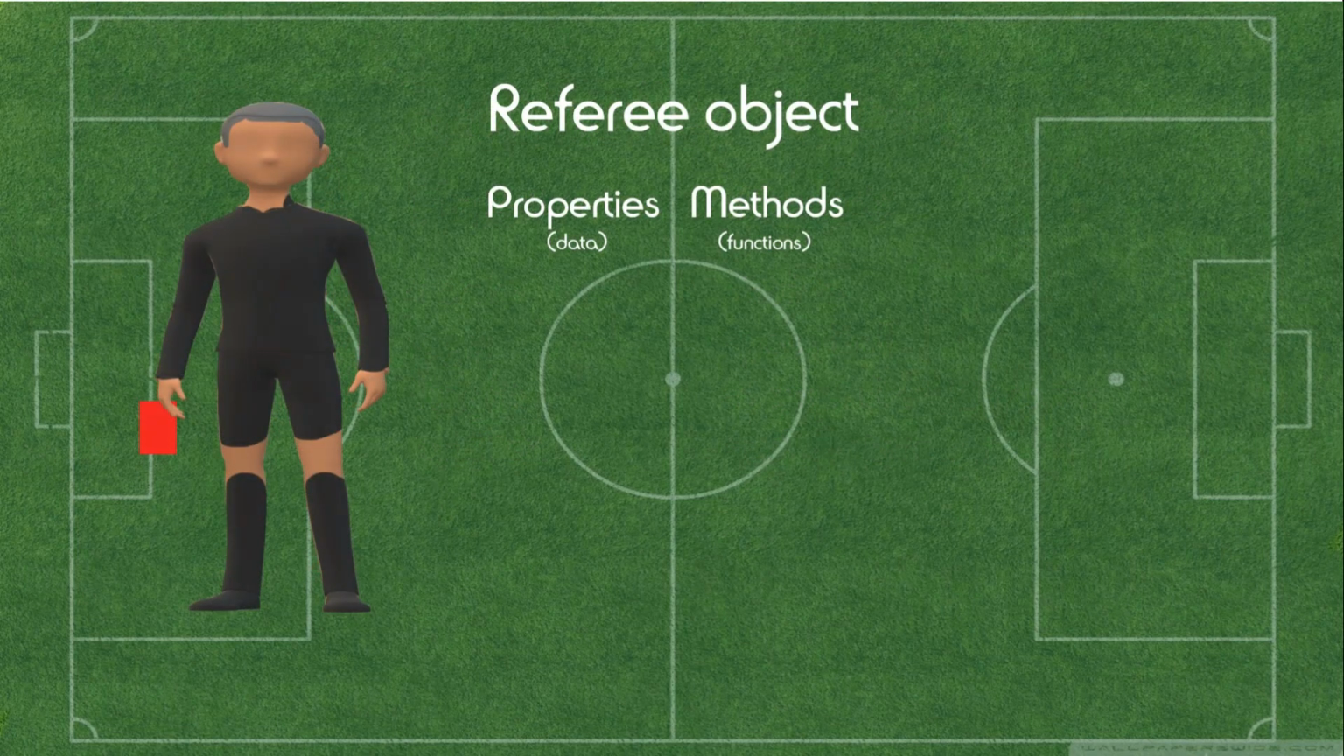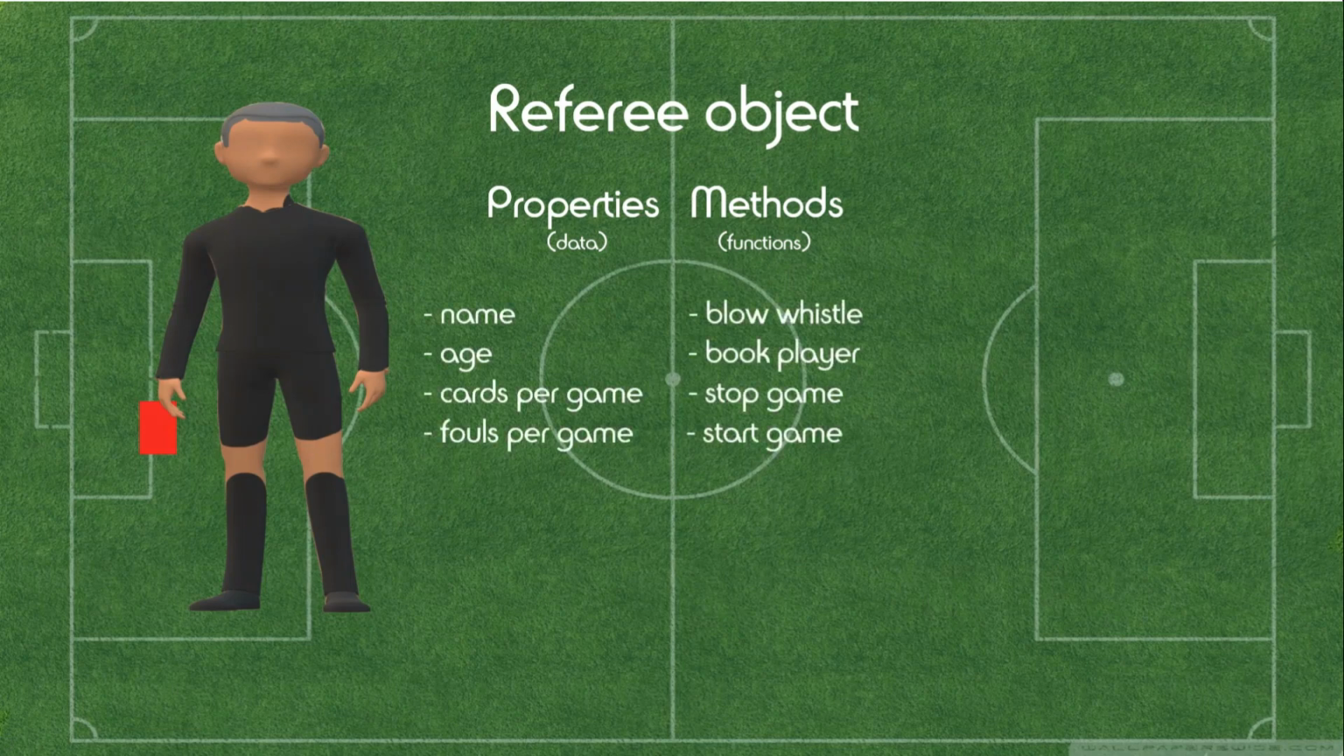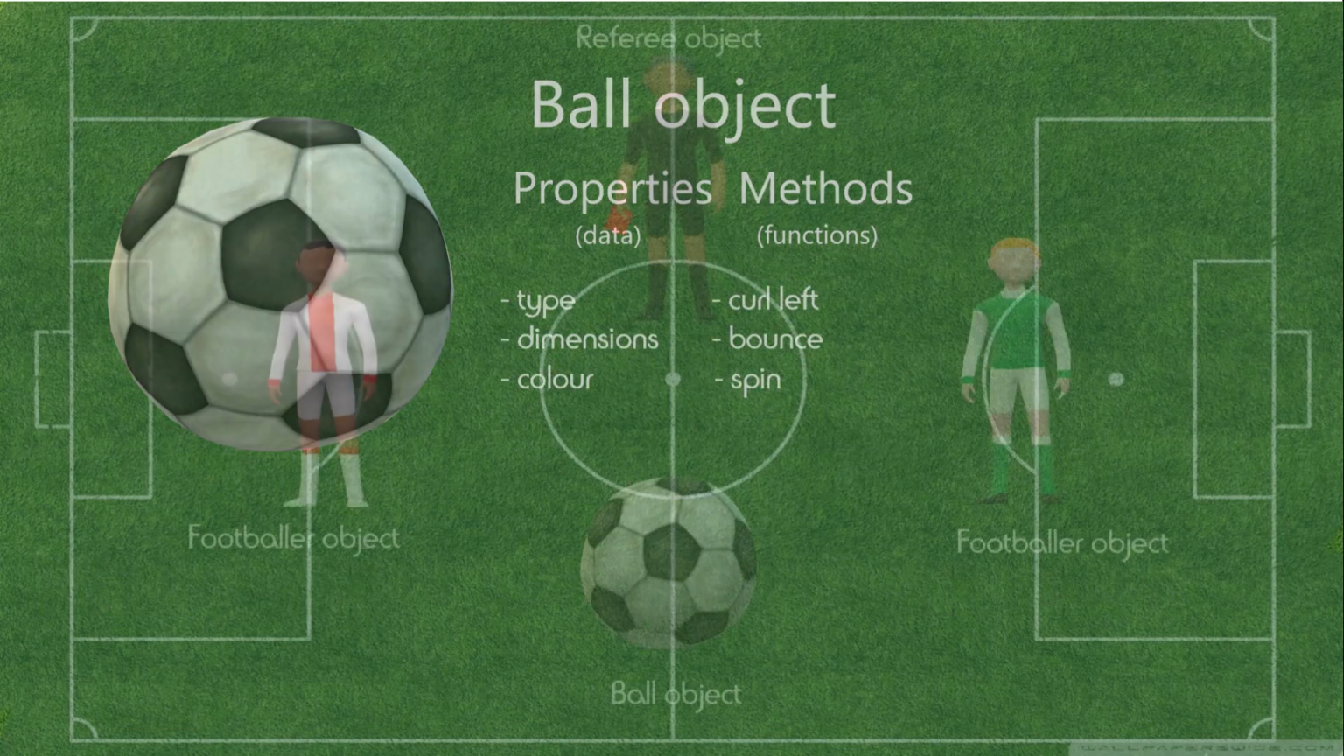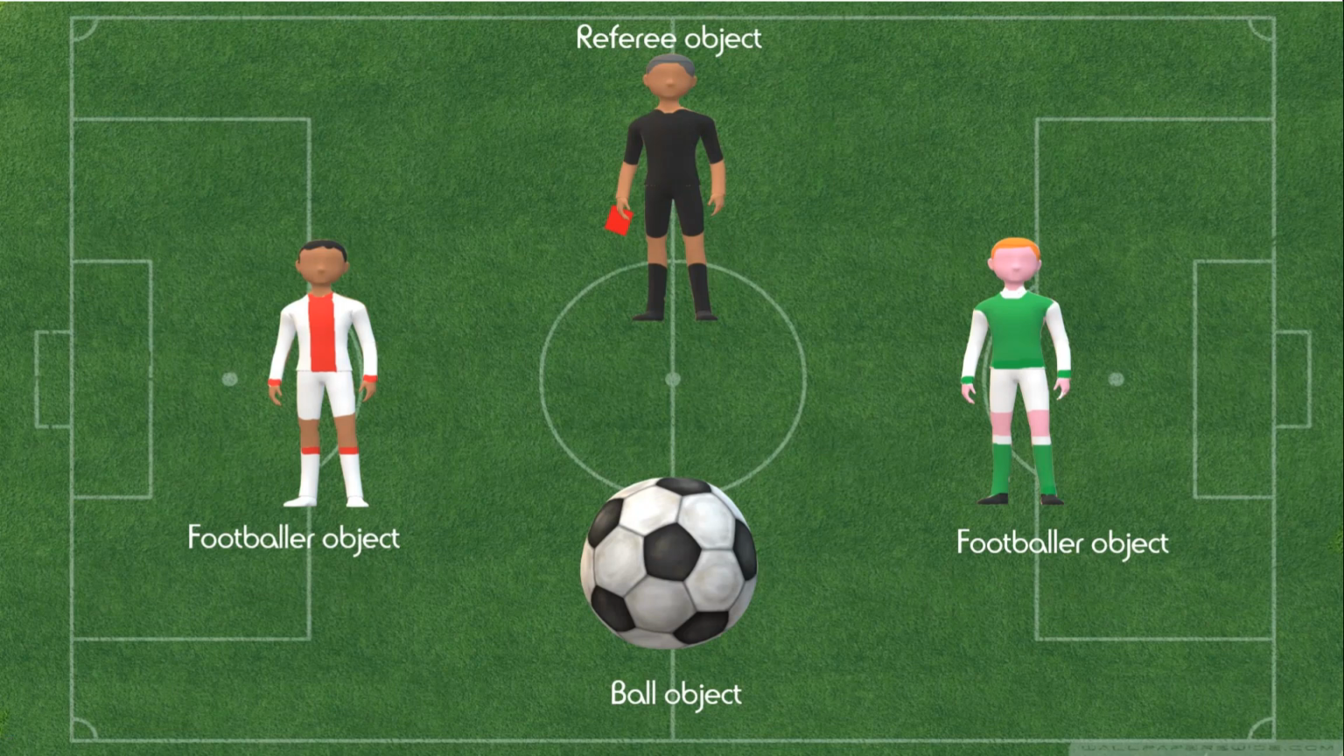It's the same scenario with the referee. The referee object will have properties like name and age, statistics like cards per game and fouls per game, also methods like blow whistle or book player. The ball object is constructed with the same principles, properties and methods. And all the objects we mentioned interact with each other to give us the beautiful game.